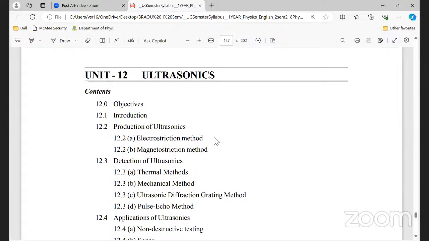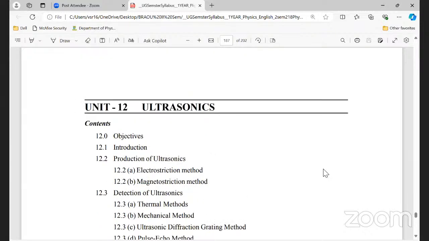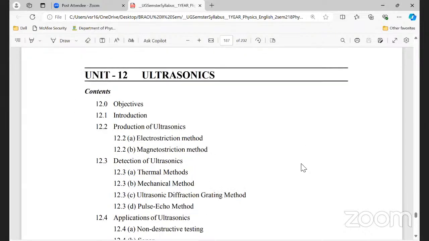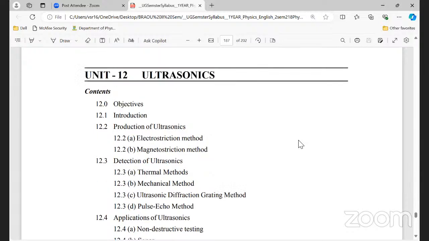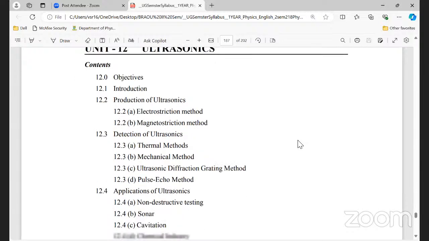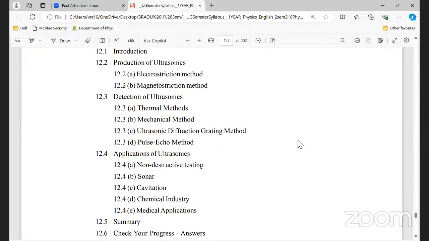Ultrasonics. I'm focusing on expected essay questions as well as the short ones, so that's why I am skipping a few of the questions. You can prepare them later on. In this ultrasonics, you need to know what ultrasonics are and the production of ultrasonics.